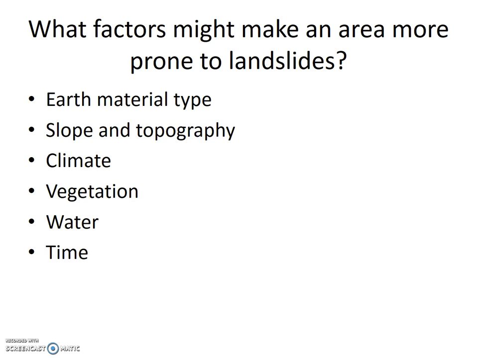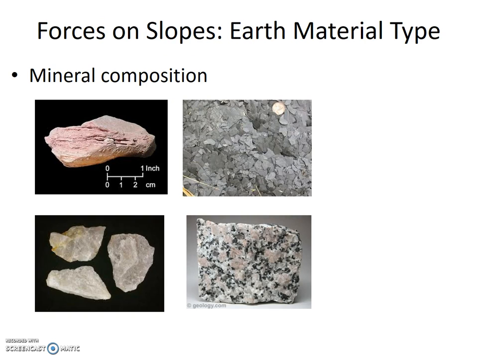What factors might make an area more prone to landslides? Many things, depending on earth material, slope and topography, climate, vegetation, water content, and plain old relentless time. Forces on slopes. Earth material type. First, let's consider mineral composition. Rock is under the slopes, and rocks are made up of minerals. Different minerals make different rocks.